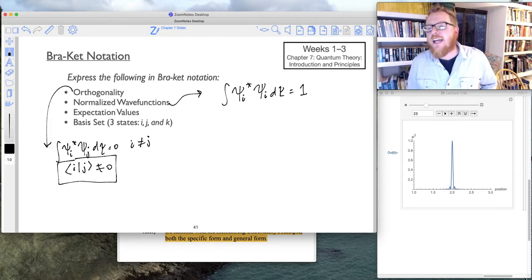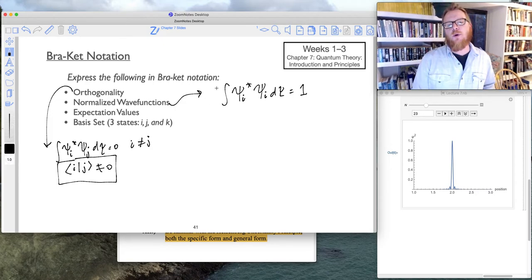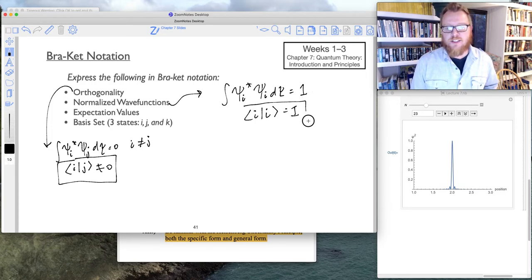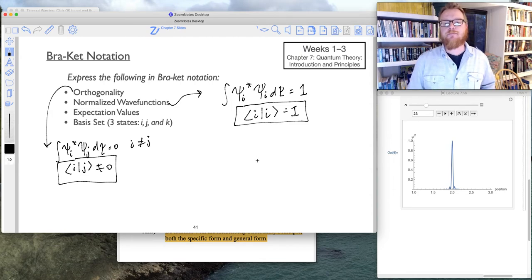We know that to find the normalization constant, I would put an N squared out there, okay? And that would allow me to find the normalization constant. But if I just want to tell my audience I have a normalized wave function, then I can just simply write I, I equals 1. And just this simple notation tells me a wave function of state I is normalized. All I got to do. Brilliant. Okay. So how about expectation value?